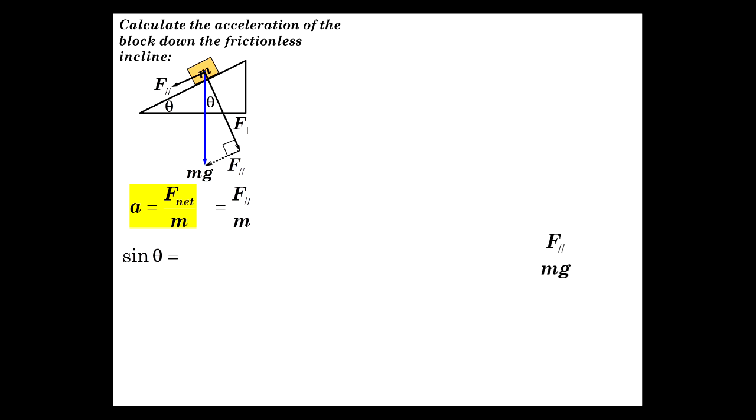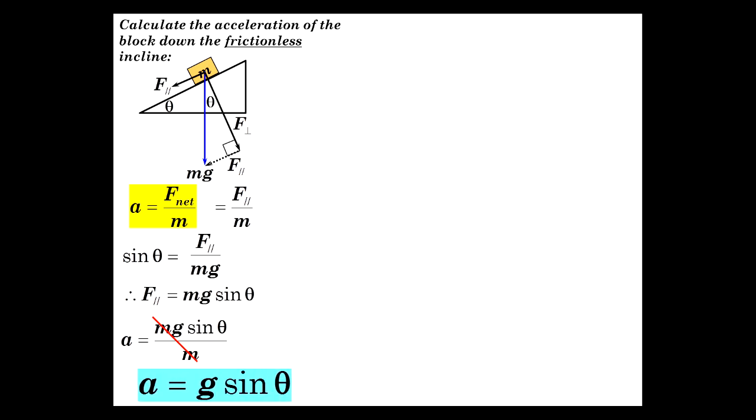So sine of the angle theta equals F parallel over mg. Sine of this is opposite over hypotenuse. Now F parallel is mg sine of theta. So there it is. We already just had that before. So the acceleration then is F parallel over m. The m's go away, and we have our answer. We're all excited about that. a is g sine of theta. Now, if that made sense, great. Let's move on. If it didn't, back up a little bit and listen to it again.